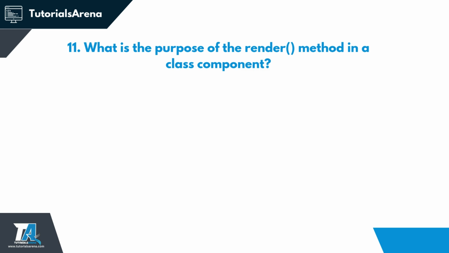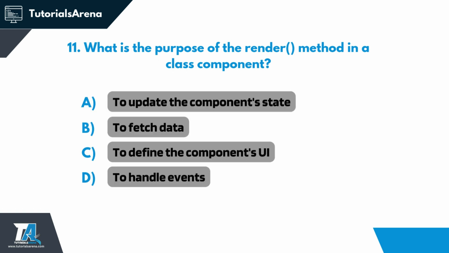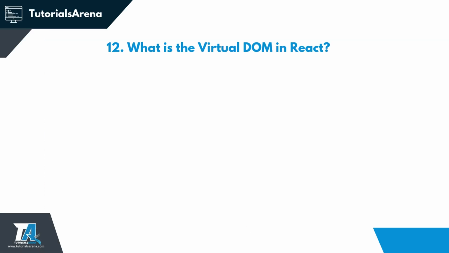Question 11. What is the purpose of the render method in a class component? The options are: Option A, to update the component's state. Option B, to fetch data. Option C, to define the component's UI. Option D, to handle events. The correct answer is Option C, to define the component's UI. Moving on to the next question.